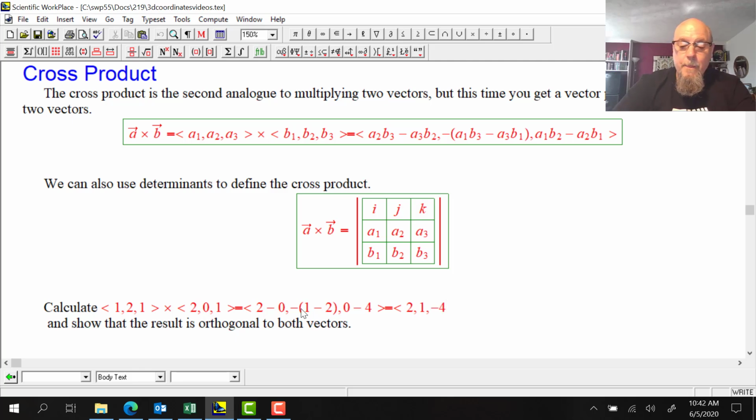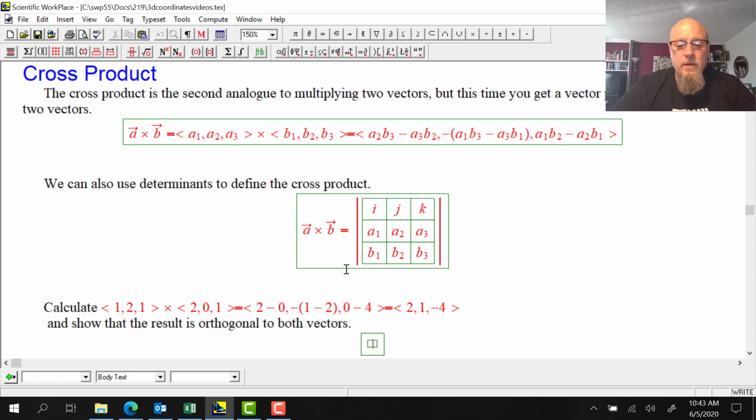minus 4. Now, if I did the formula correctly, this is supposed to be perpendicular to both vectors. How can I tell if it's perpendicular to this 1, 2, 1? In other words, show that my result is orthogonal to each of those vectors, to both of those vectors. But I can also think of it as me checking to see if I did all my math right in the formula. That's probably a more useful way to think about it.